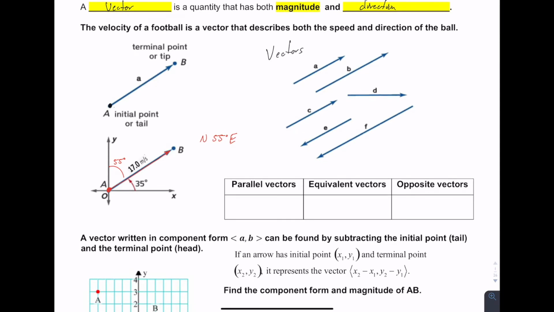Now, here are some describers. We have parallel vectors, equivalent vectors, and opposite vectors. Parallel vectors are ones that are moving in the same direction and will never ever touch. I'll highlight those in red. So you have A and B and C and E and F. All of these are never going to touch because they're moving in the exact same direction.